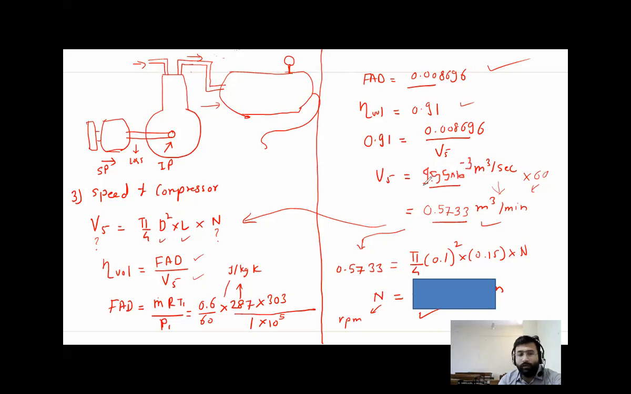Now why do we calculate Vs? Because we want to put it here. We'll put the values of Vs, D and L. So first, take this value, 9.55 into 10 to the power minus 3, and put it here: equal to pi by 4, 0.1 squared, into 0.15, into n. By this you will get the speed in RPS. Then you can convert it into RPM. No problem. This Vs is in meter cube per second. Put it in this equation, calculate N. That N will be in RPS. So what is the N?